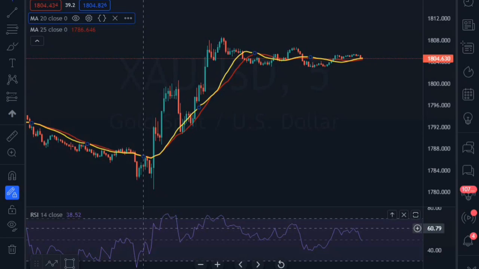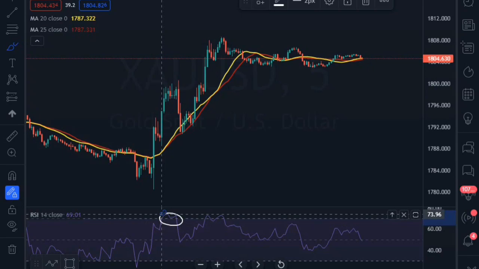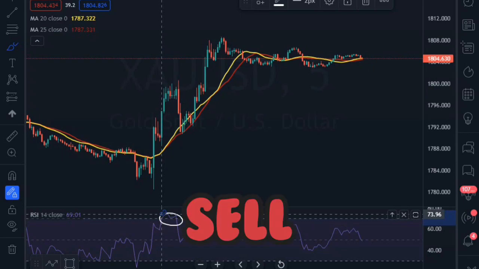Let me start by explaining the relative strength index. Once price is at 70, it means that price is overbought. And when price is overbought, we're expecting a sell in the market.